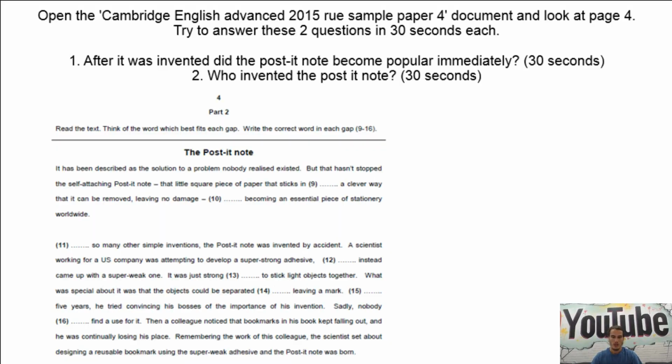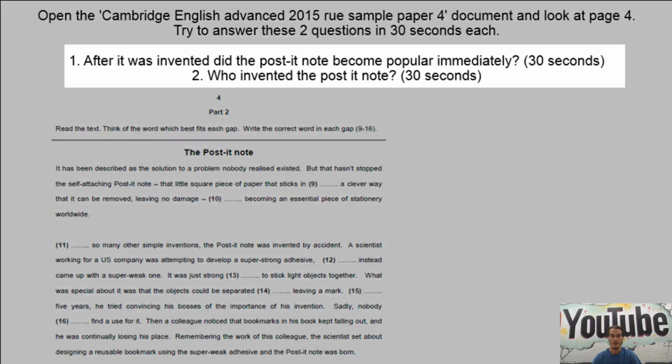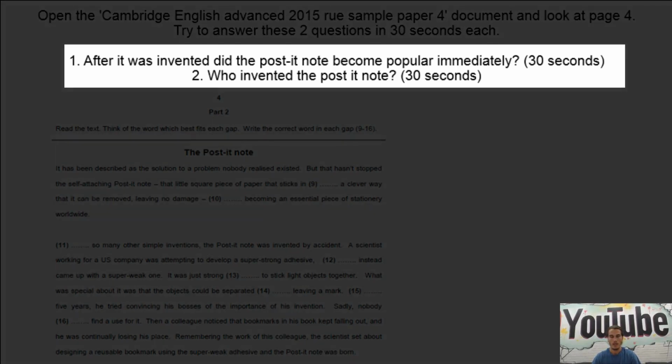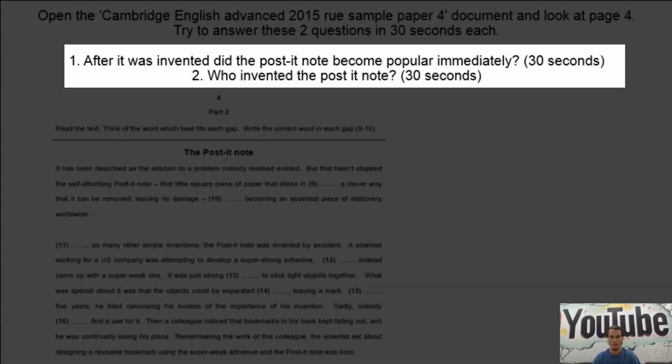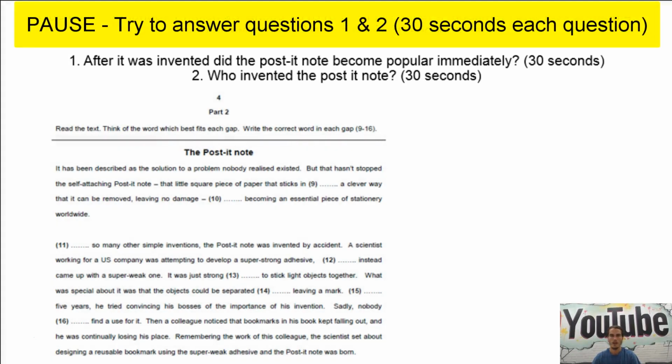Now I have 2 questions for you to practice reading very quickly for the overall understanding and maybe the odd specific detail. So there's 2 questions, and I want you to just take 30 seconds for each question. So have a read of these questions, number 1 and number 2 at the top here. Then pause the video and time yourself and try to find the answer for the first question in 30 seconds, and then try to find the answer for the second question in 30 seconds as well. And when you're ready, press play.